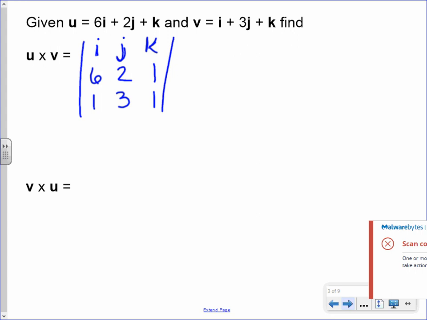So now we're going to find the determinant like we did over here. So recopy all but the last column. And we're going to do all of our multiplying. Okay? So down diagonals minus up diagonals. So do this along with me. i times 2 times 1 i, plus j times 1 times 1 j, plus k times 6 times 3.